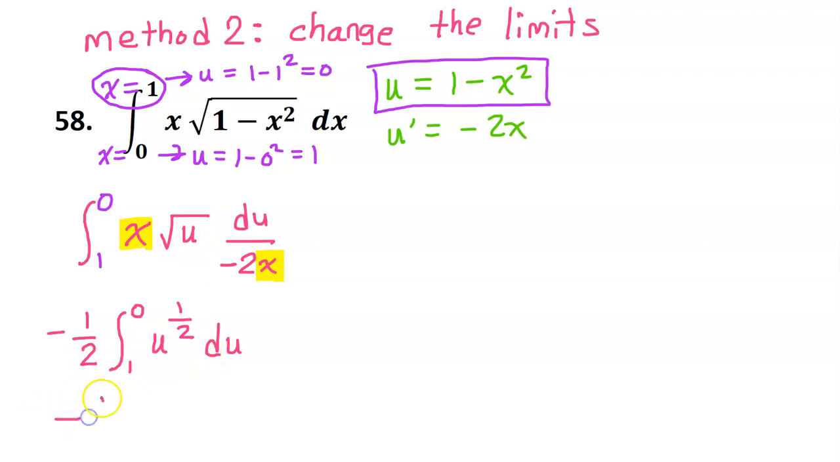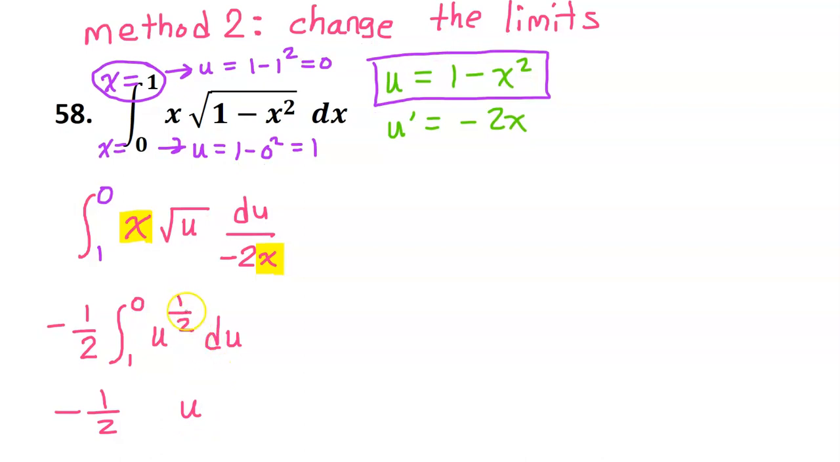Let's bring down the negative 1/2 and find the antiderivative of u to the 1/2 power. Using the power rule of integration, we increase this exponent by 1 and get u to the 3/2 power. Then we divide by the new exponent, which is the same as multiplying by 2/3. All of this is the same as what happened before. One neat thing about changing the limits of integration to values of u is that we never have to go back to x. We never have to substitute 1 minus x squared back in for u.